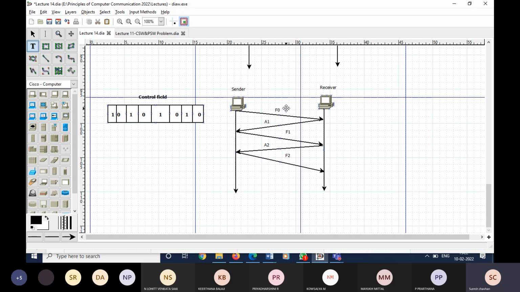So let me make it clear again. This is 0 0 0, the first frame, and this is 0 0 1, the second frame, and this is 0 1 0. This second frame I'm sending. So the receiver receives it and will send back the acknowledgement here. An acknowledgement will come.